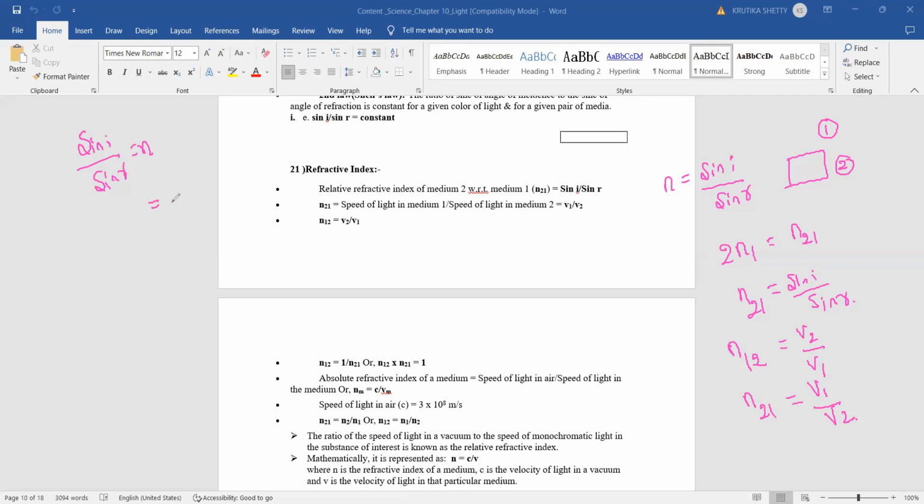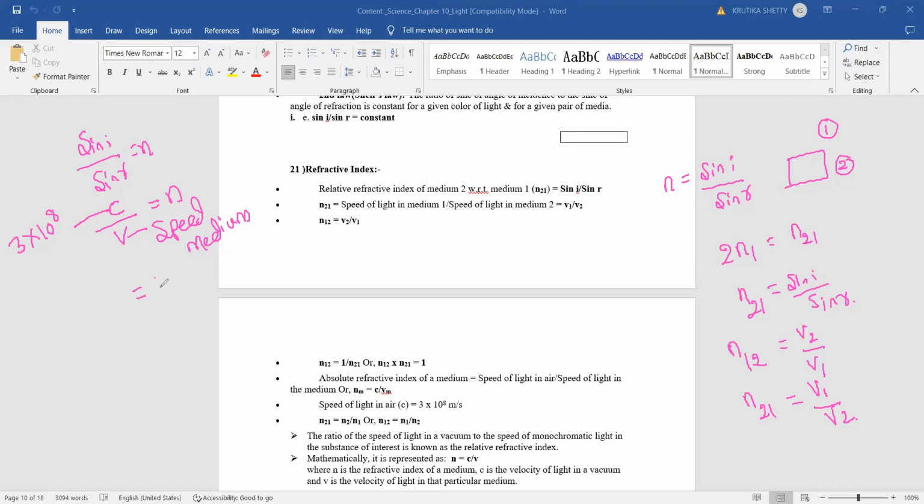Refractive index can also be defined as the ratio of speed of light in the vacuum to the speed of light in the medium. So this is the speed of light in the vacuum, a constant value, it is 3 into 10 raised to 8. Then next, V is the speed of light in the medium. The C value will not change, but the V value will change from medium to medium. So this is the second definition and the formula for the refractive index.